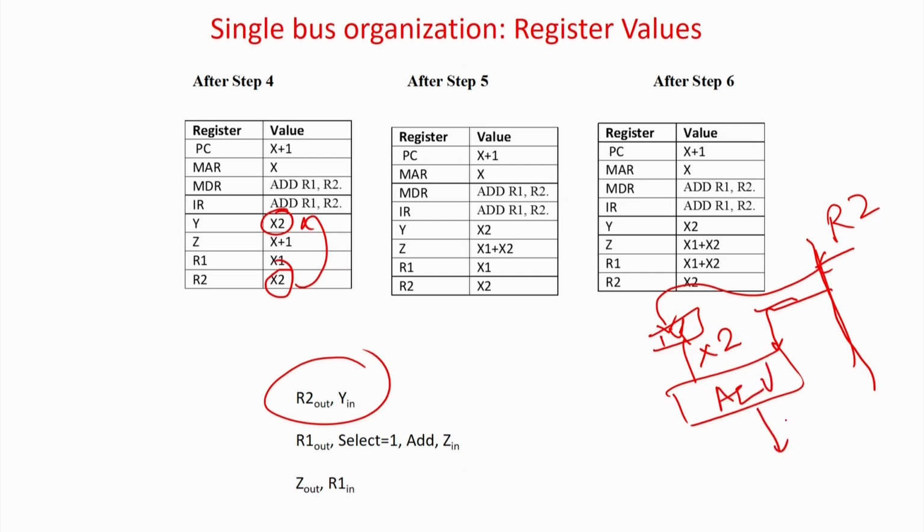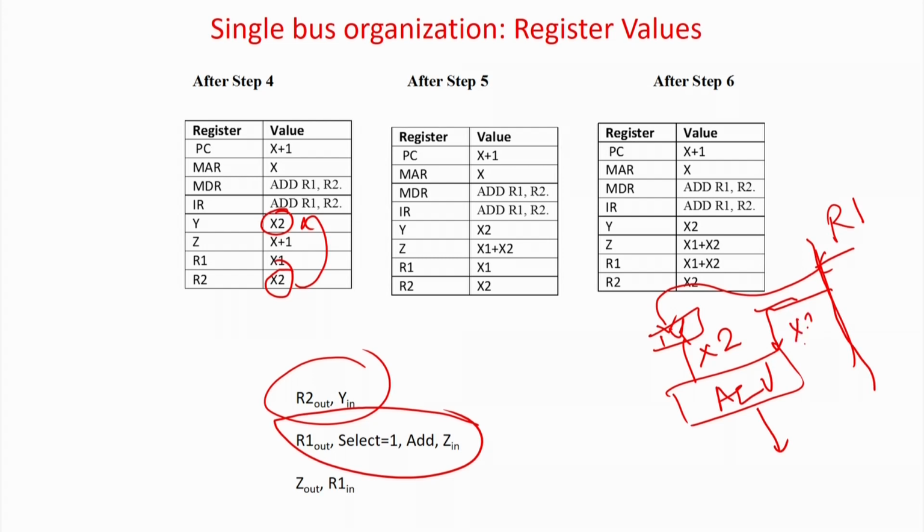In the next stage, that is the fifth stage in this case, you are saying R1 out, select 1, add and Z in. So, if you are saying R1 out, what does that mean? This is R1, which is now feeding the bus. It is having the value of R1, and R1 is nothing but your X1 over here. So, R1 is having the value of X1. So, X1 is coming to the ALU as the second operand.